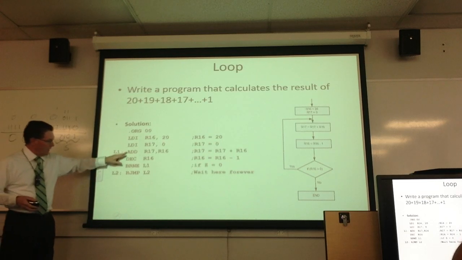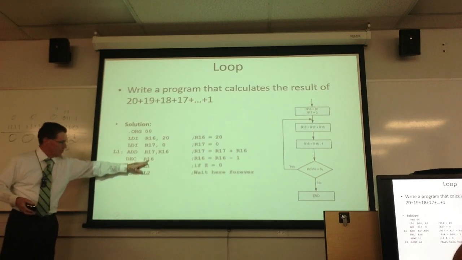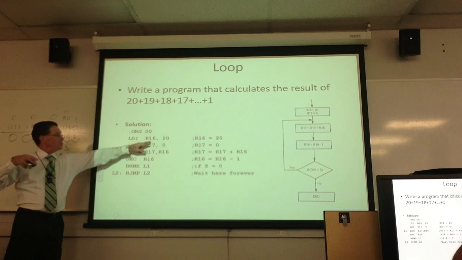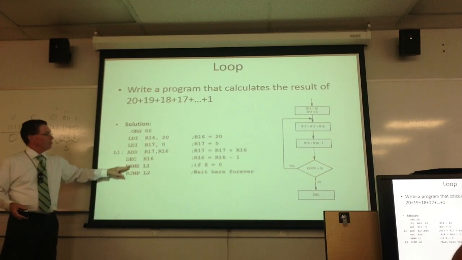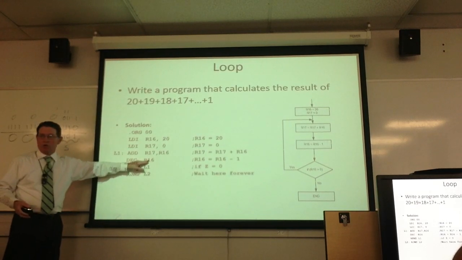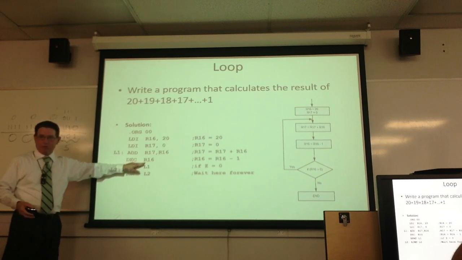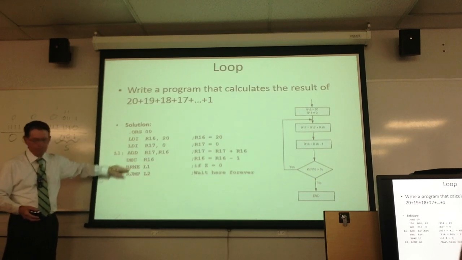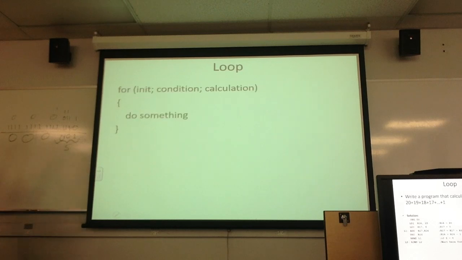So I add them together. Decrement R16 goes from 20 to 19, branch not equal. Was that result 0? No. Branch on not equal back here. And just keep chugging in there until I get done.